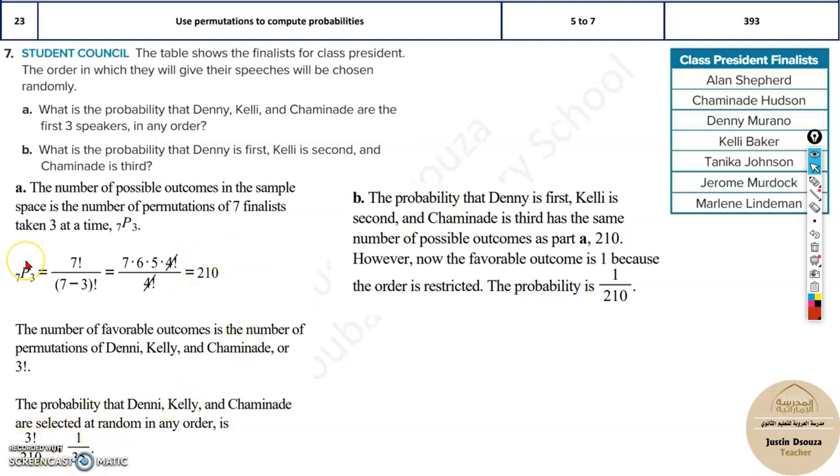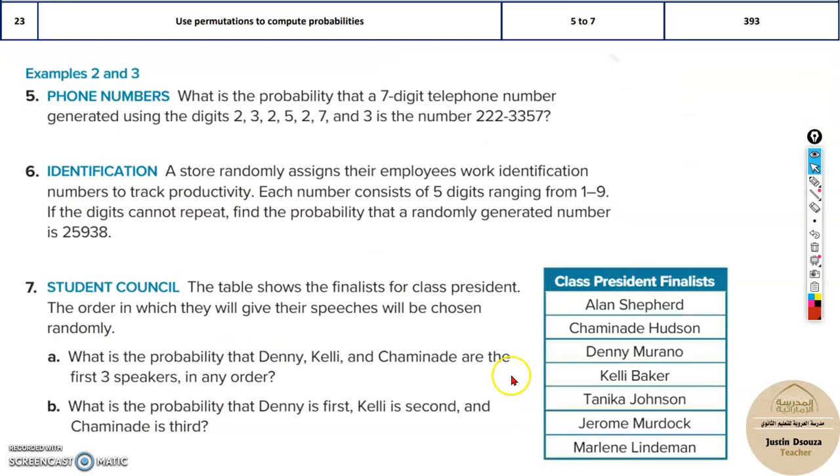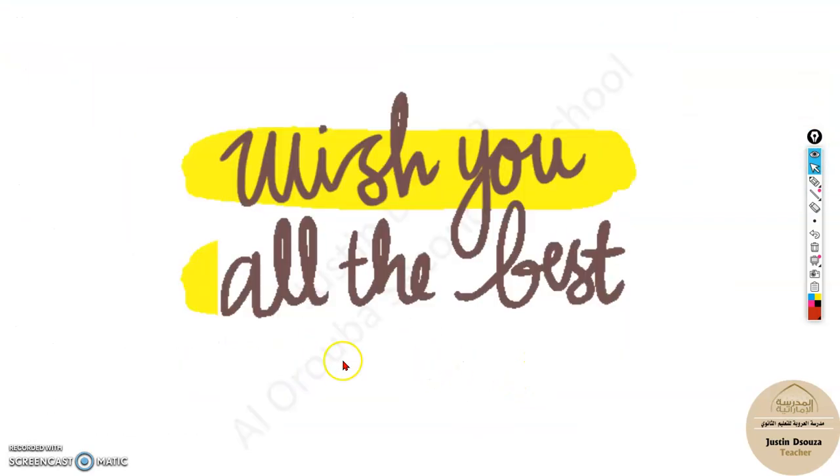And always, please be thorough with nPr. The n is the total number and r is the selection, and you can easily find the total possible outcomes. That's basically the sample space. And now that is the end of all the topics. Please do solve it by yourselves and then do check the answers.